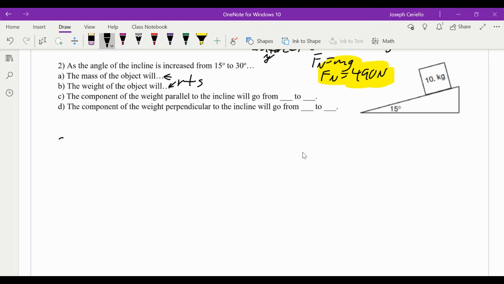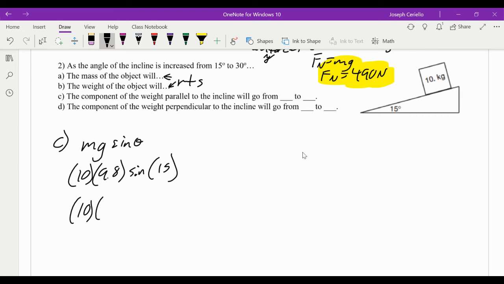The component of the weight parallel to the incline, so this is C, will go from blank to blank. For C, that's going to be mg sine of theta. So we're going to have 10 times 9.8 times sine 15 and 10 times 9.8 times sine 30. This one comes out to be 49. I just kind of know that from doing it in my head. Let's check out this next one though. Okay, we have 25.4 here.